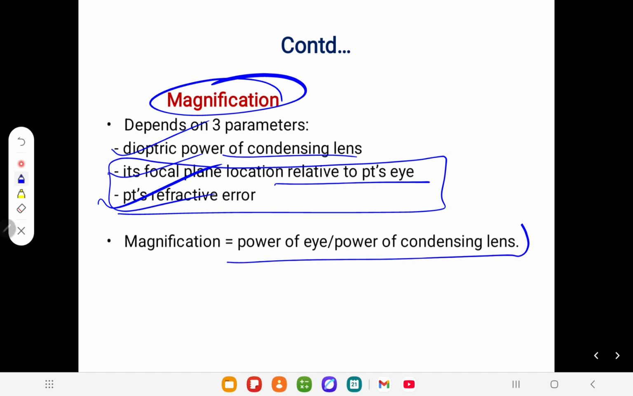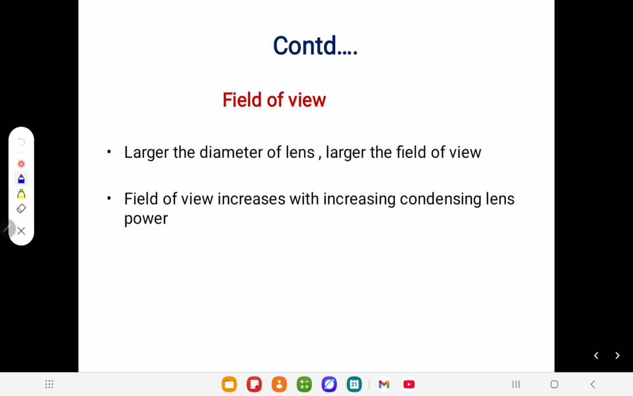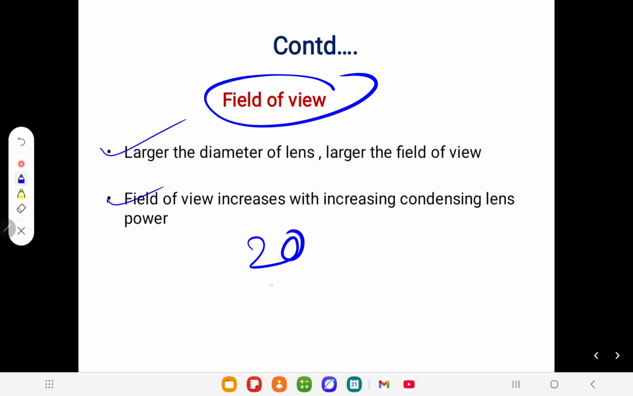The first is the dioptric power of the condensing lens. Okay, so that's the formula, which is a very simple formula. For field of view, the larger the diameter of the lens, the larger the field of view, and field of view increases with increasing condensing lens power. That's very important. Field of view of 20 diopter is lesser than 60 diopter, and 60 diopter is lesser than 70 diopter and 90 diopter. As power increases, field of view increases.